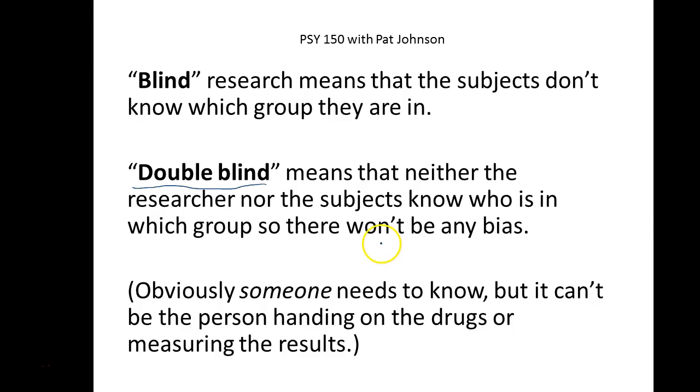I actually had a student years ago who worked for a drug company that was running research trials on drugs, and her job was just to give out drugs to the research subjects. The drugs were labeled so that the placebo and the drugs looked exactly alike. She didn't know, and the subjects didn't know, whether they were getting the real drug or the placebo. Obviously somebody needs to know, but it can't be the person handing out the drugs or measuring the results.